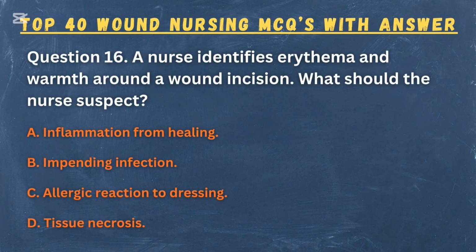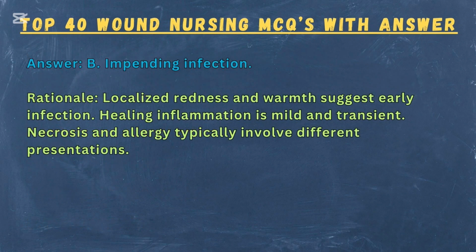Question 16. A nurse identifies erythema and warmth around a wound incision. What should the nurse suspect? A. Inflammation from healing. B. Impending infection. C. Allergic reaction to dressing. D. Tissue necrosis.